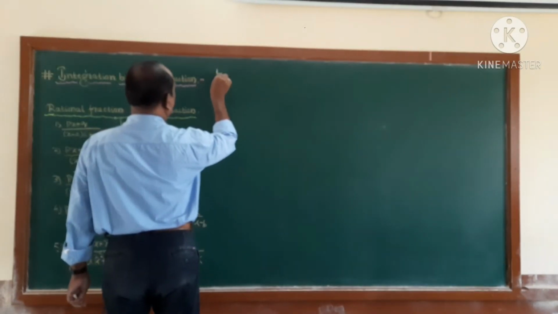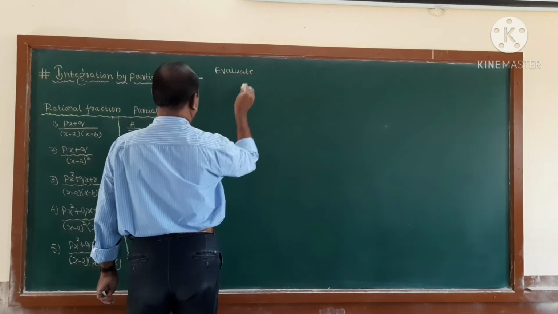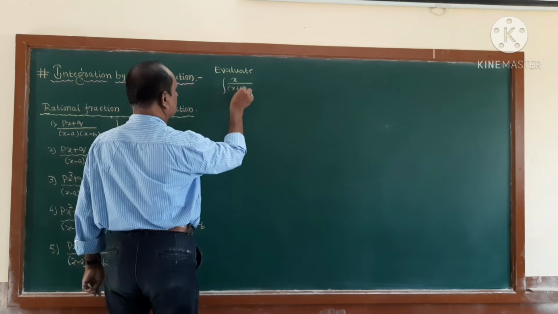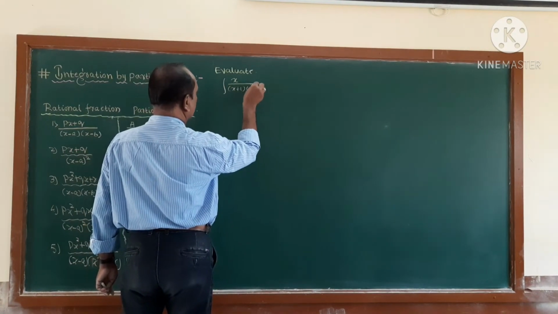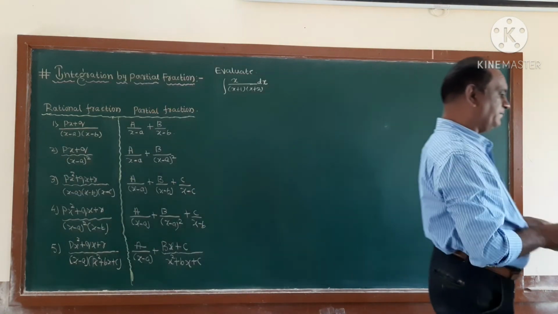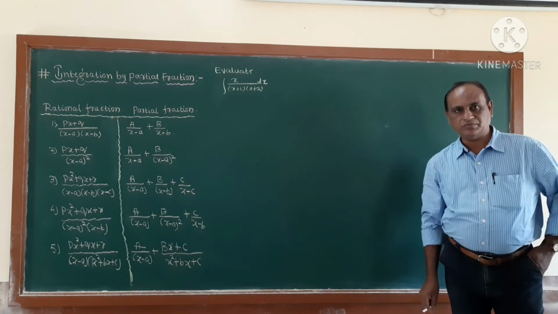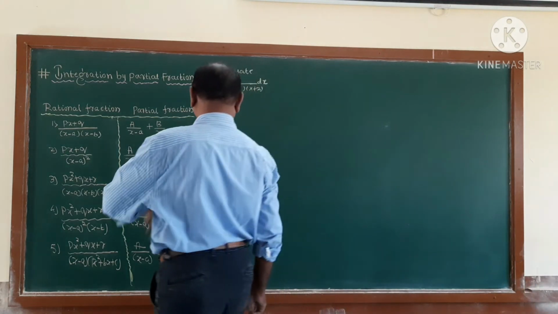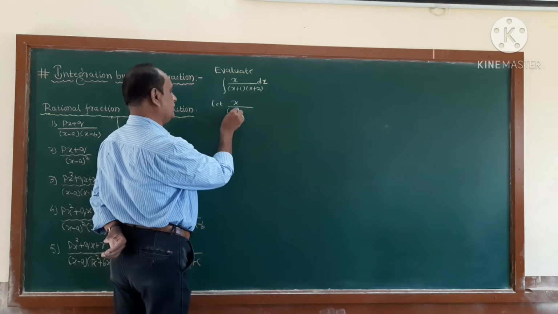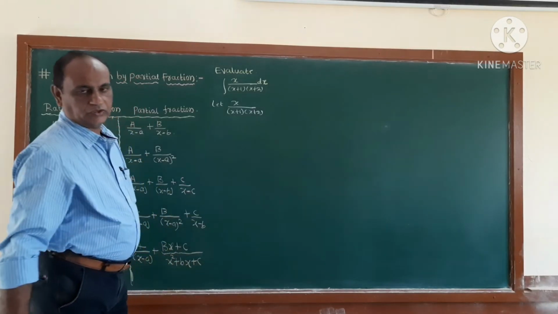And then evaluate the integral of x divided by the first factor x plus 1 and the second factor x plus 2, dx. This is a three marks problem. Evaluate the given integral using partial fractions. Let the integrand be x divided by the denominator, x plus 1 multiplied by x plus 2. Okay, check whether it is proper or improper.